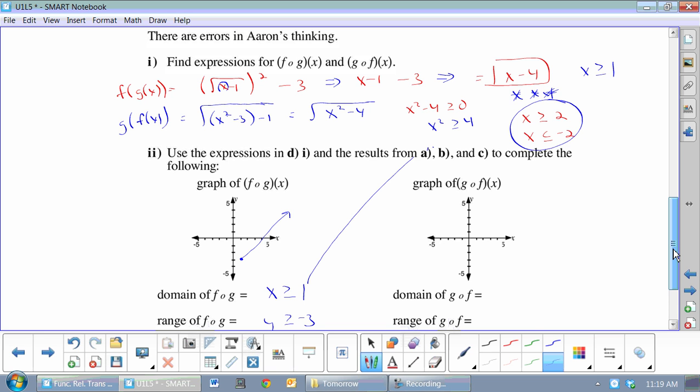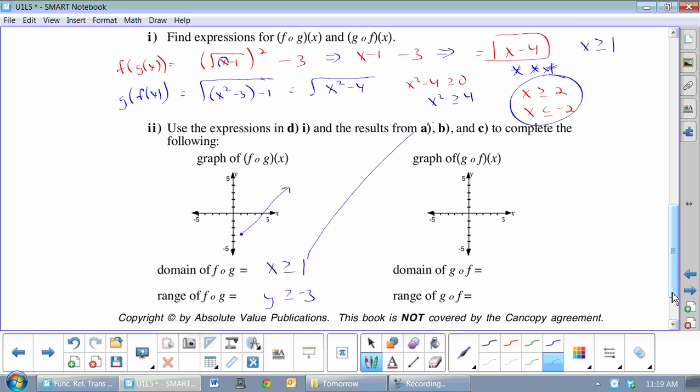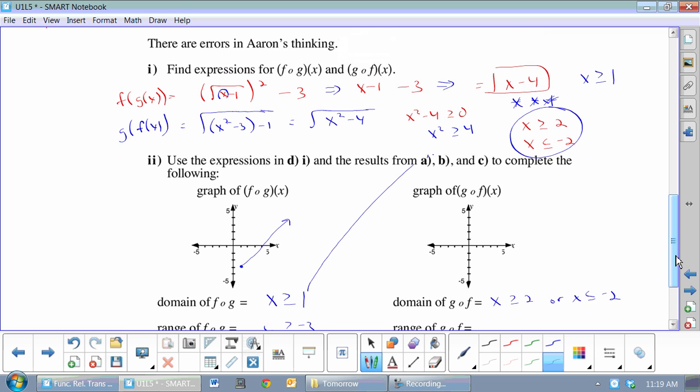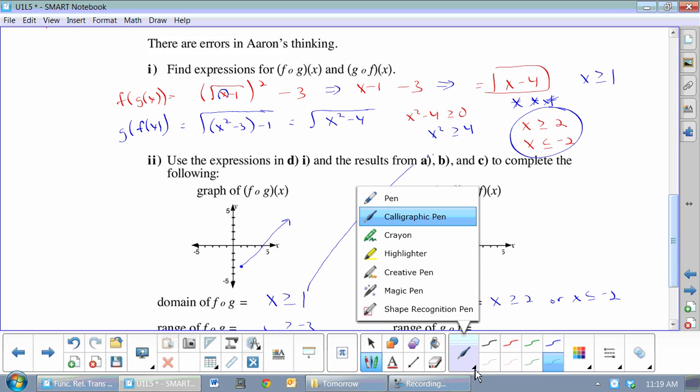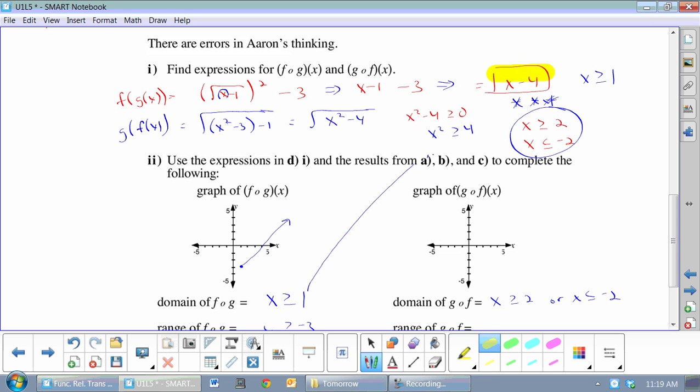Now, I want to actually put that down here. My domain is x is greater or equal to 2, or x is less than or equal to negative 2. Okay. Now, what would be the range? So what I want to do is I want to look at the answer, okay? And I'm going to highlight the answers because right now, that was the first answer. This is the second answer. So what I want to do is I want to find out.